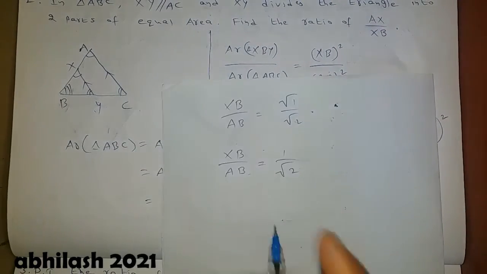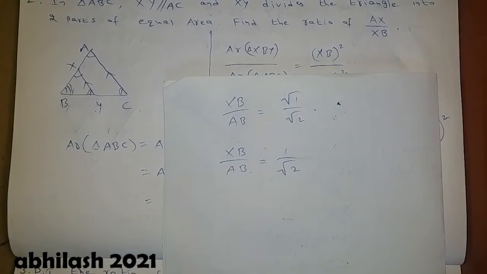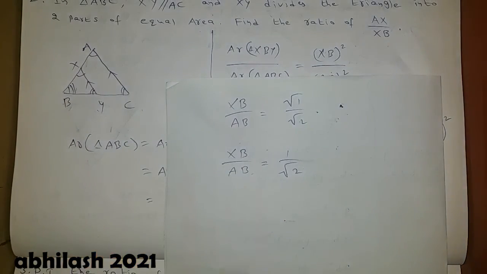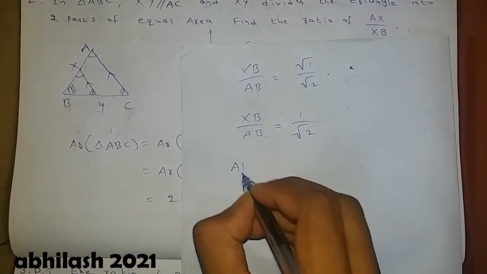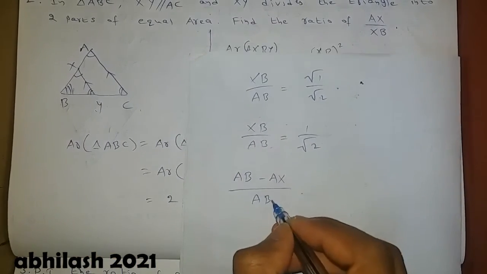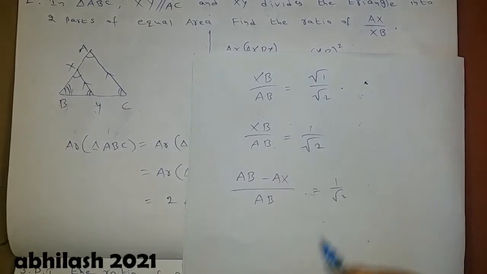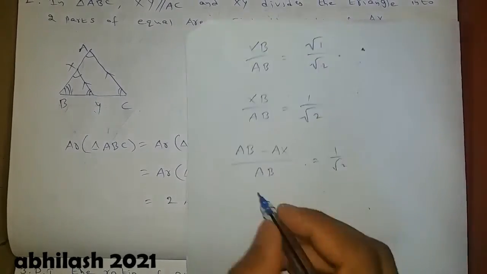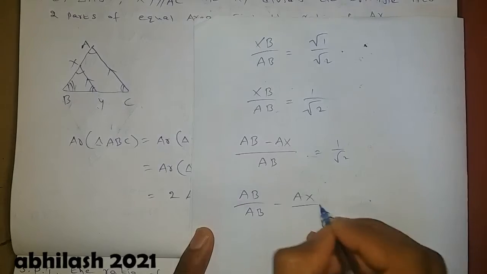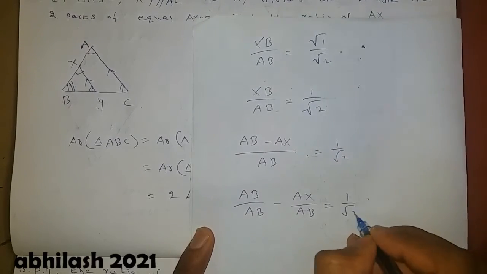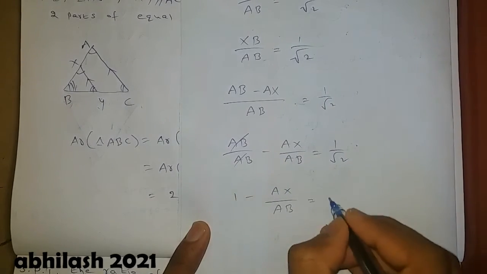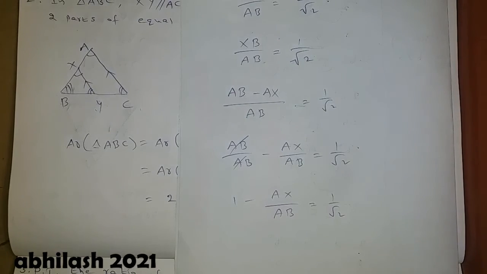So what I will do now, this side XB can be written as total minus AX. I will write like that only. That is total AB minus AX whole divided by AB, which is equals to 1 by root 2. Now I will separate these terms. So we will get AB by AB minus AX by AB, which is equals to 1 by root 2. These two will get cancelled. So we remain with 1 minus AX by AB is equals to 1 by root 2.